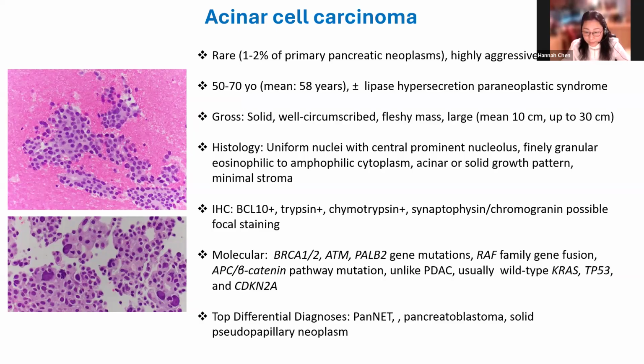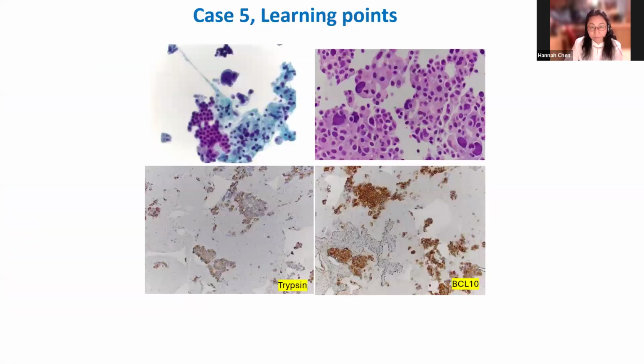Molecularly, it shows BRCA1/2, ATM, and PALB2 gene mutations; RAF family gene fusion is another big category, and also APC and beta-catenin pathway mutations. The genes usually involved in PDAC, like KRAS, TP53, and CDKN2A, are wild type in acinar cell carcinoma. The top differential is pancreatic neuroendocrine tumor, pancreatoblastoma, or solid pseudopapillary neoplasm.